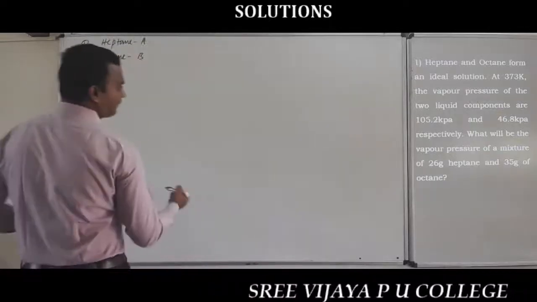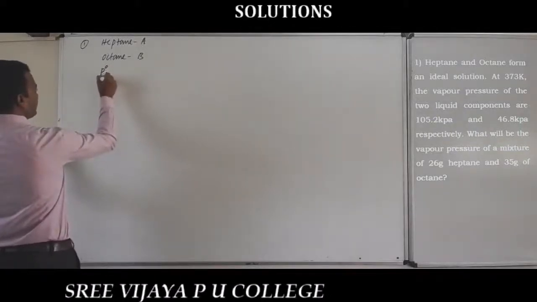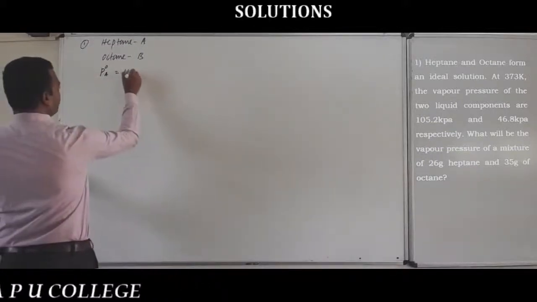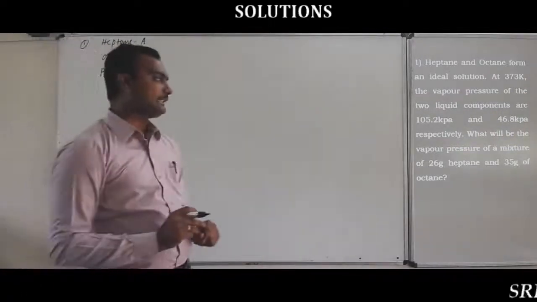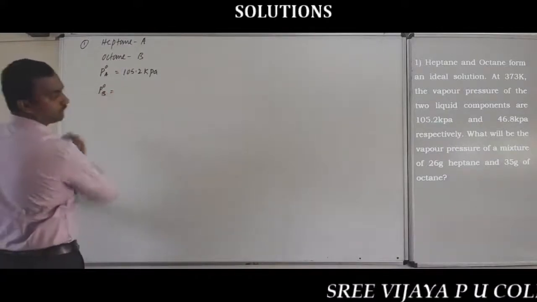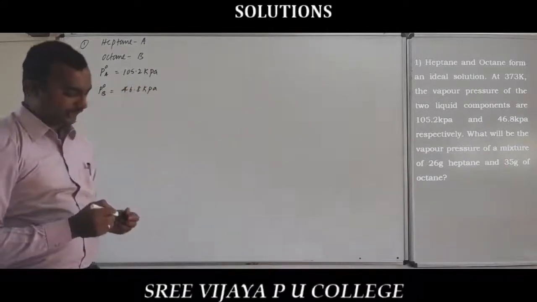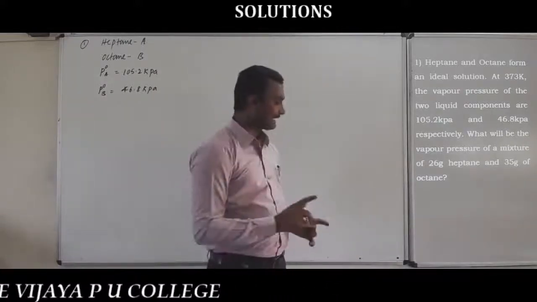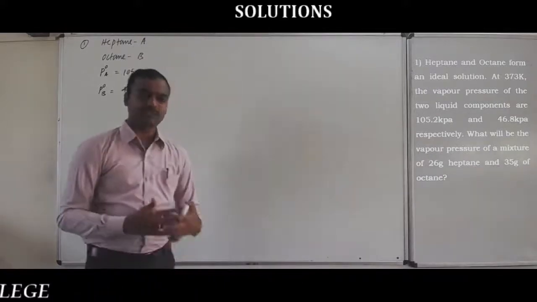They have given the vapor pressures of the two components. The vapor pressure of pure heptane, P0A, is 105.2 kilopascal. The other, 46.8 kilopascal, is the octane vapor pressure, that is P0B. Next, what you have to calculate: what will be the vapor pressure of a mixture of 26 gram of heptane and 35 gram of octane? Both the components are mixed together to get the ideal solution.